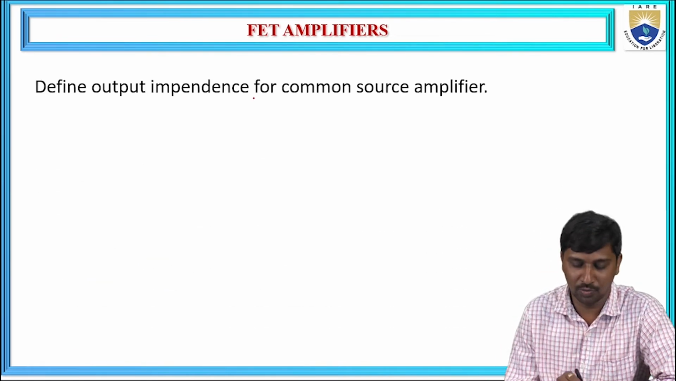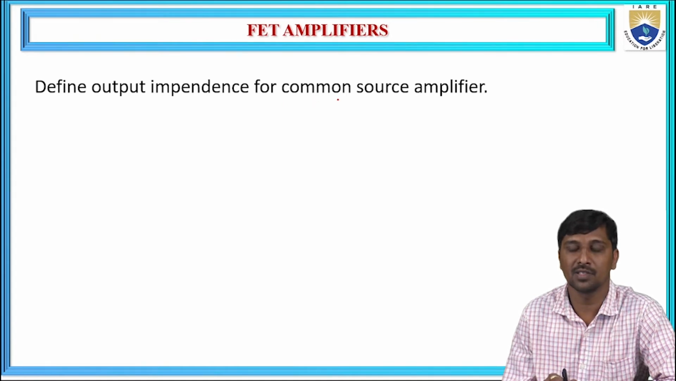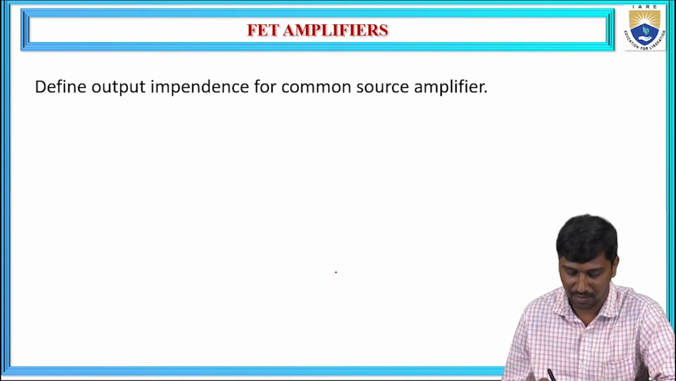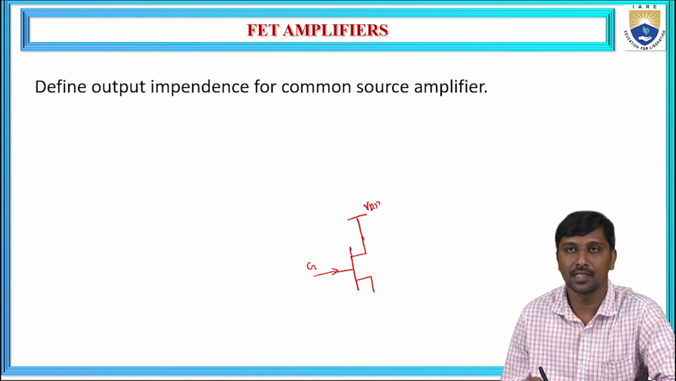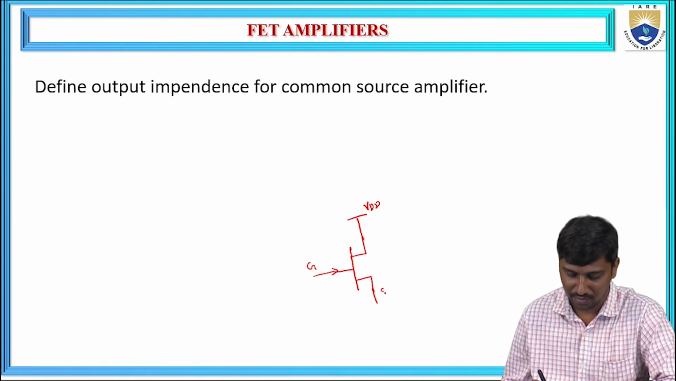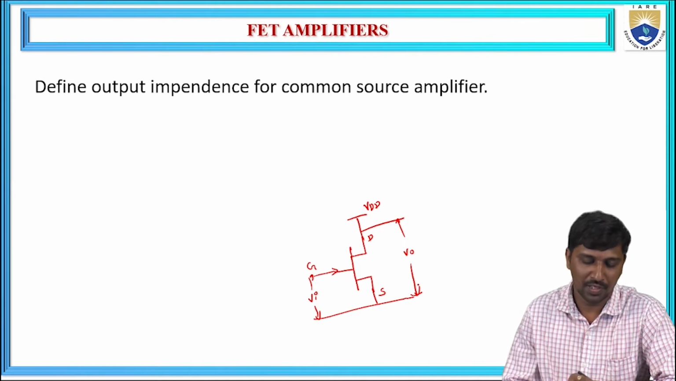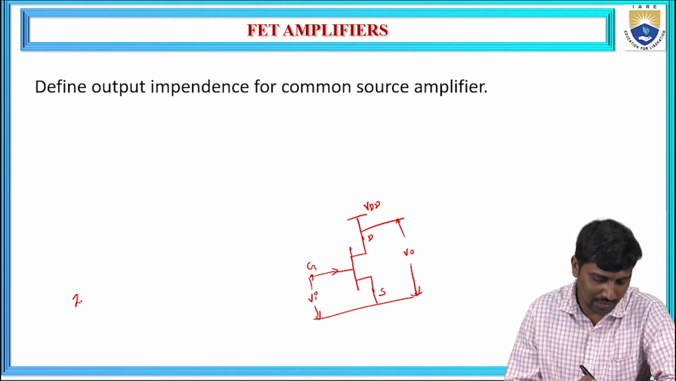So define output impedance for a common source amplifier. Again, I am going to consider this common source amplifier. This is the gate terminal. The drain is biased with VDD. The source is common for input and output. Now we need to define the output impedance, which is also represented as Z0 or R0.